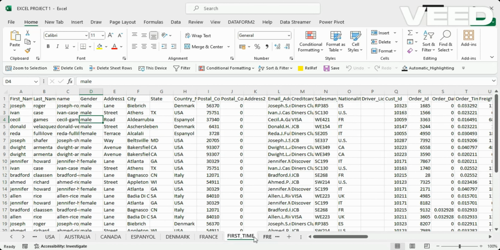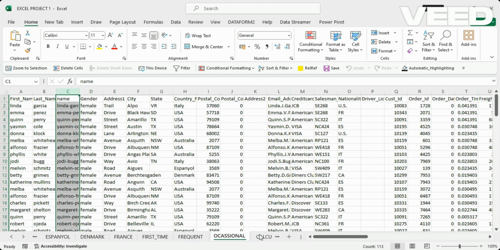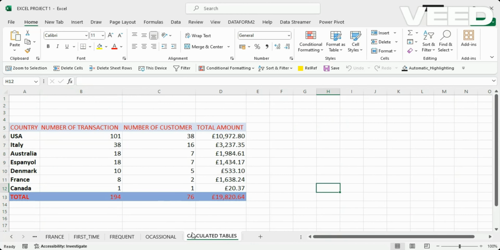And then I expect us to have for first time, for frequent and occasional based on the transaction status or the purchase status. And then I also expect us to have a calculated tables, which will contain two tables. This is one of the tables. So I'm just showing us this one so that you can have an idea of how it should be. So you are expected to have two. So this one and the other one, you know that.